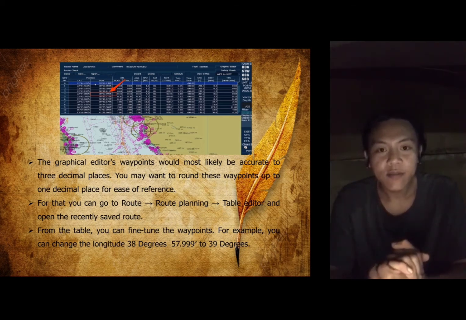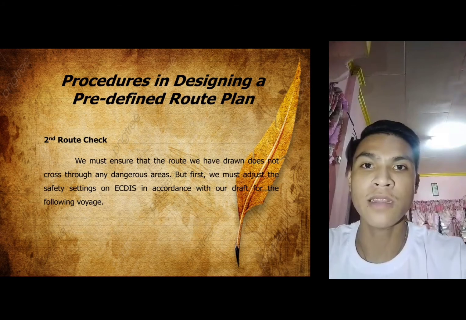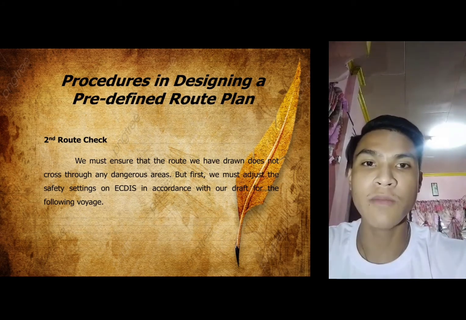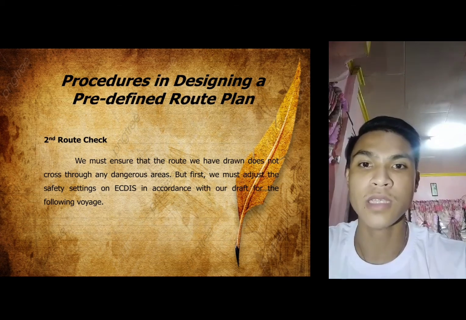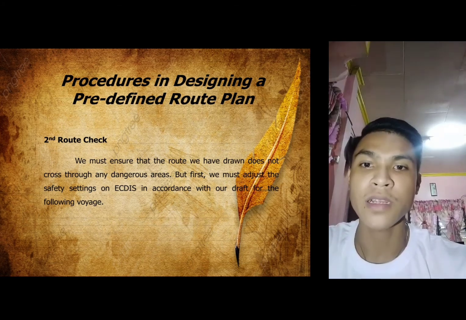Now, moving on to the next step, step 2, route check. Hi guys, I am Lloyd Edison Oronan. To continue, the second procedure in designing a predefined route plan is route check. We must ensure that the route we have drawn does not cross through dangerous areas. But first, we must adjust the safety setting on ECDIS in accordance with our draft for the following voyage.